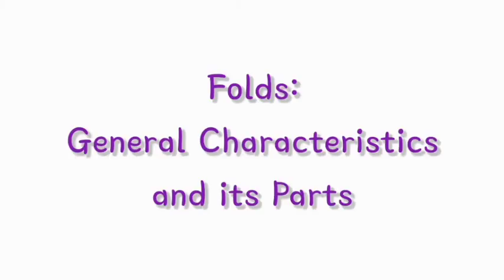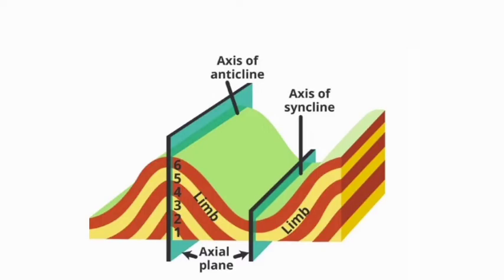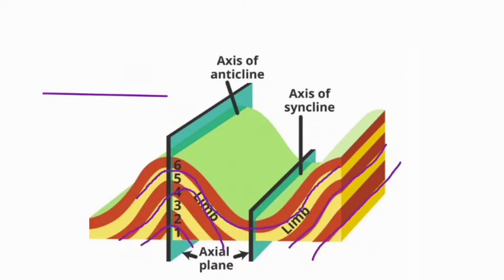Folds, general characteristics, and its parts. A fold is composed of various parts. A fold arching upward is called an anticline, while one arching downward is a syncline. Limbs are the sides of the fold. The imaginary plane symmetrically separating the fold into two is called the axial plane. You can see here that these are the axes of anticline and syncline. These fold axes are the line dividing the fold into two limbs, and it passes through either the crest or the trough of the fold.